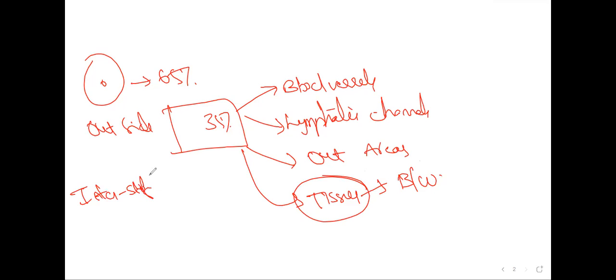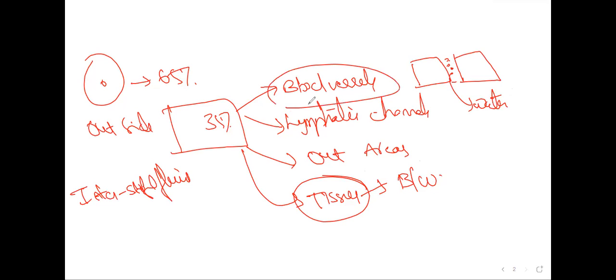Interstitial fluid means if this is a cell and this is a cell, the space between the cells is filled with water. We will call that interstitial fluid. Then in blood vessels, whatever fluid is present we will see in the blood vessels. And as well as the third thing we have, lymphatic channels, so lymphatic drainage.